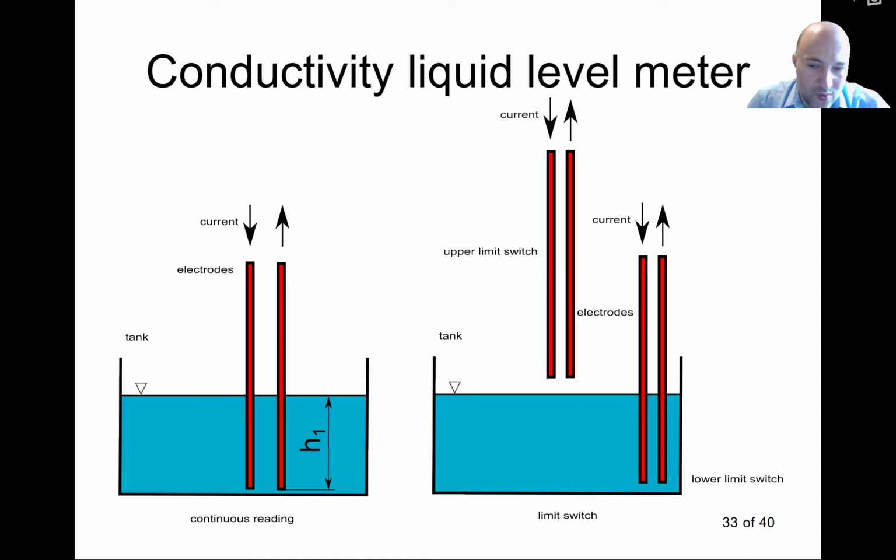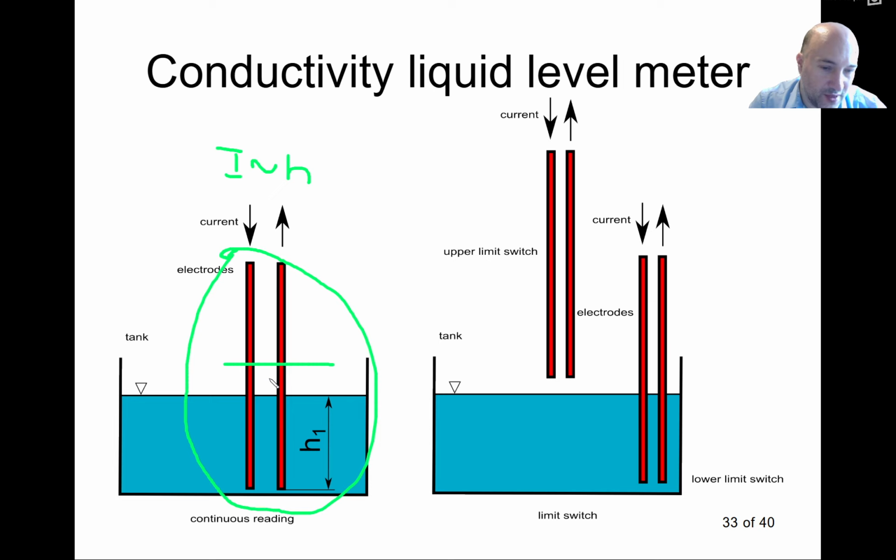It works only with a conductive liquid. If you use it as a continuous meter, you have two electrodes like that, but you measure the conductivity. You feed in some current, and if you have, for example, a constant voltage, then this current will be proportional to your liquid level, because if you have a higher liquid level, you will have higher conductivity, and if you have a lower liquid level, you will have lower conductivity.